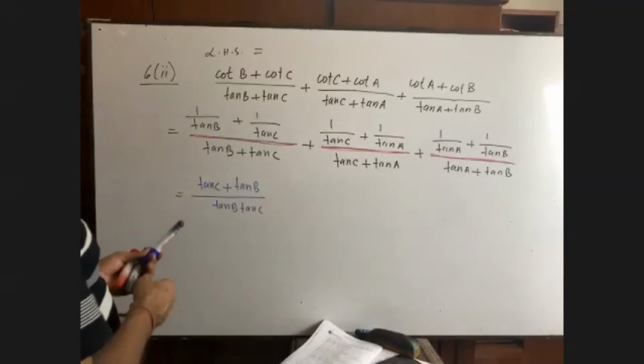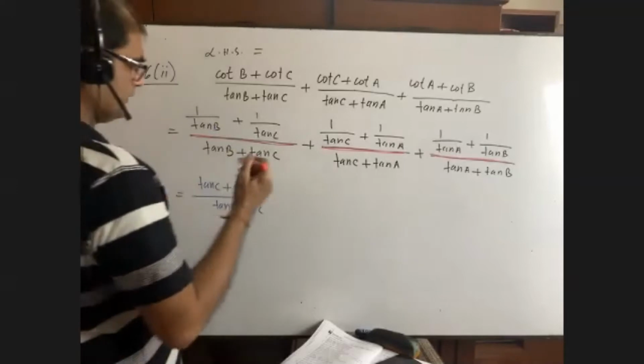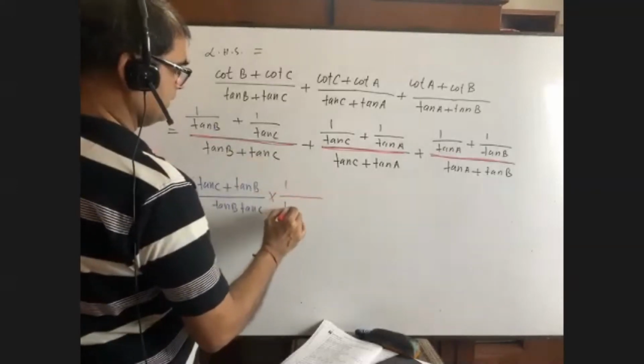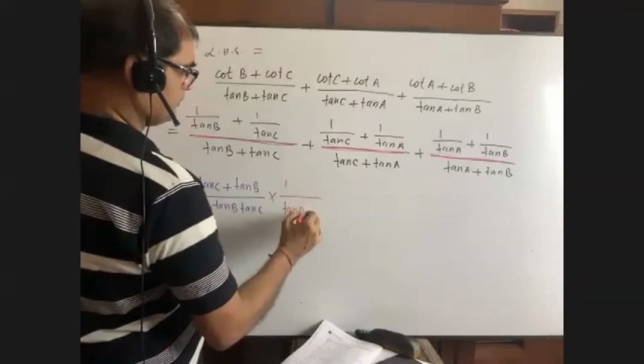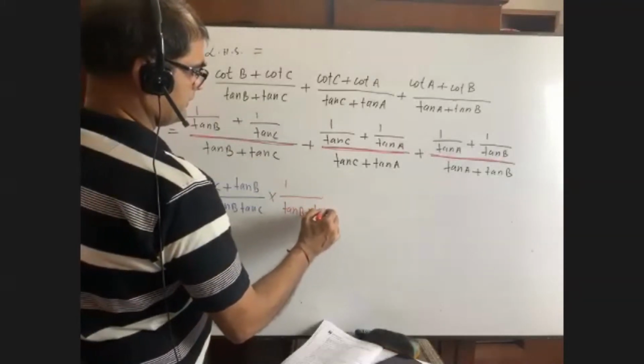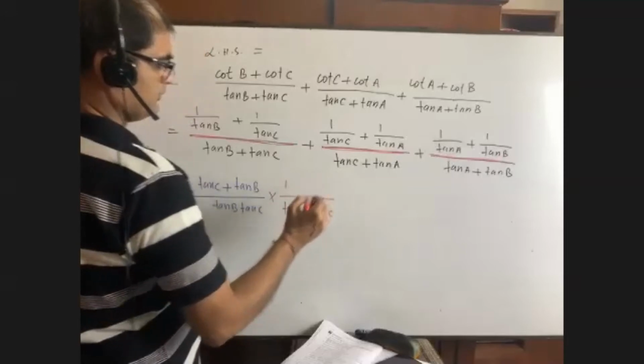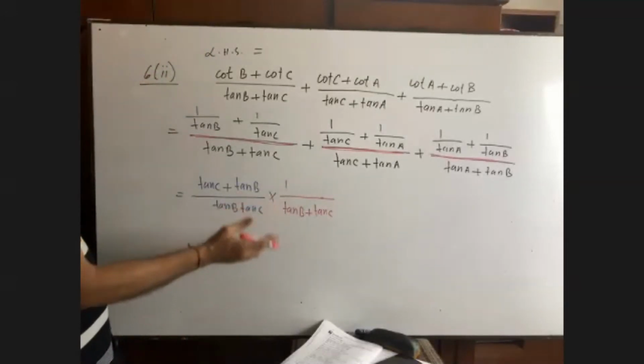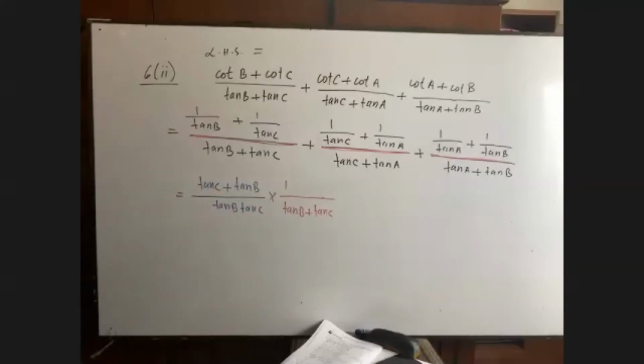And in the denominator, we have tan B plus tan C. Please talk to me, all of you. Yes, sir. I have given a multiplication sign as well as I have inversed. Now in this way, the other two parts are to be done.